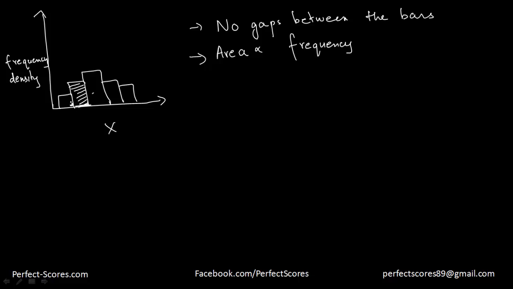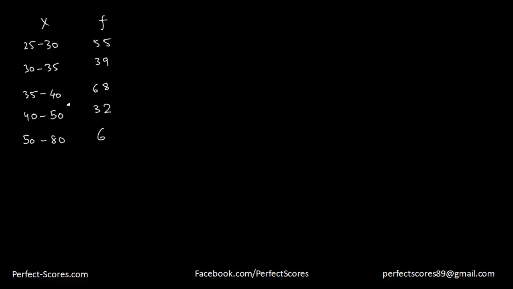Let's start with an example. Suppose we have these x values and these frequency values. Now you're going to calculate the class width. What is the class width actually? The class width is the difference between the lower class boundary and the upper class boundary. The lower class boundary here is 20, the lower class boundary over here is 25, and the upper class boundary here is 30, which means the class width is 5. Here the class width is again 5, and here again 5.